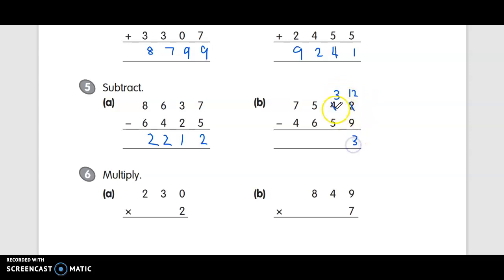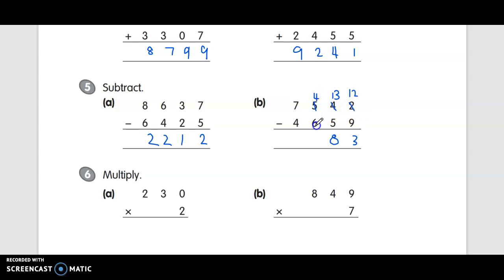Now let's go to the tens place. Can 3 minus 5? No. So we need to regroup again. Here becomes 13. Regroup from the hundreds place. Here becomes 4. 13 minus 5 is 8. Okay, you need to count properly. 13 minus 5: 13, 12, 11, 10, 9, 8. Count backwards if you need to. Then 4.